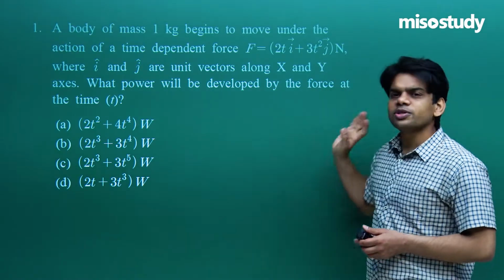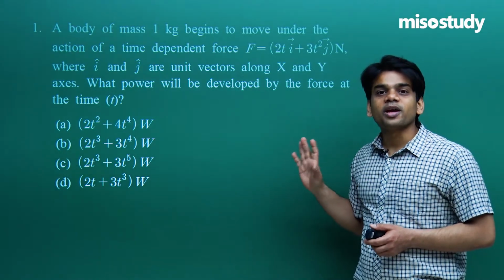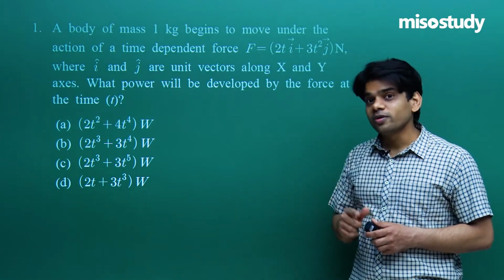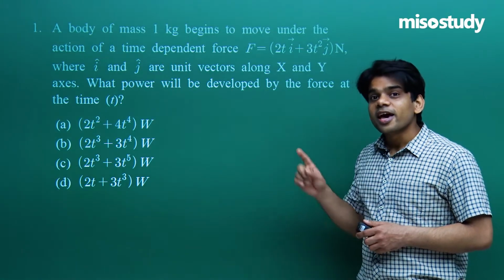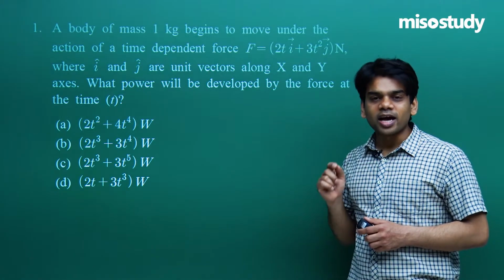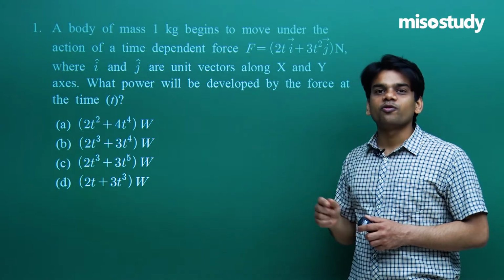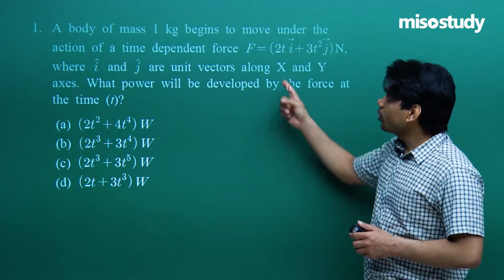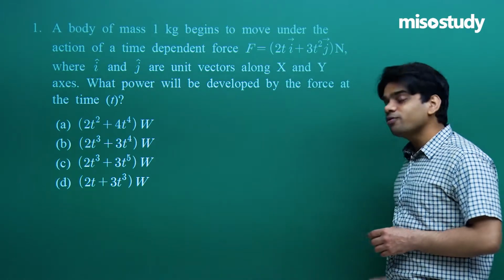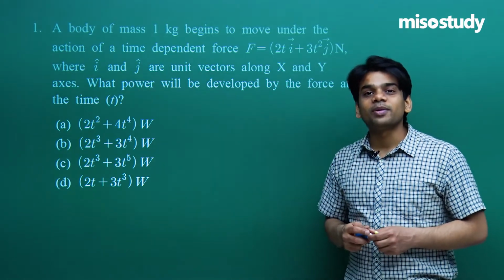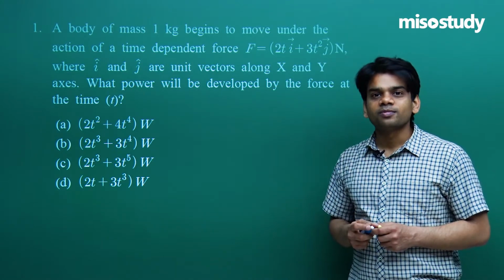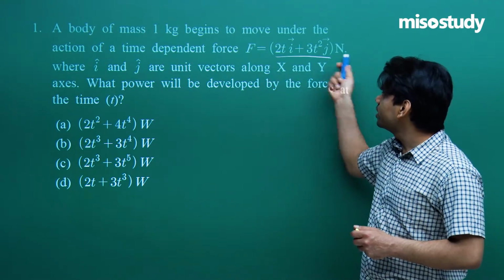All the basic information has been given. I believe you must be remembering how to evaluate the power. Power is work done per unit time, and power at any particular instant can also be evaluated as F dot V. Power delivered at any instant of time is the dot product of force and velocity. We are provided with force and it's a time dependent function. So how can we find the other variable, velocity, and then relating the two we can find the power? Force is 2t i cap plus 3t square j cap.